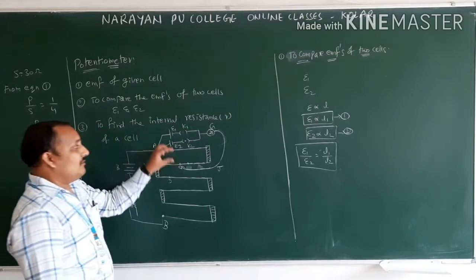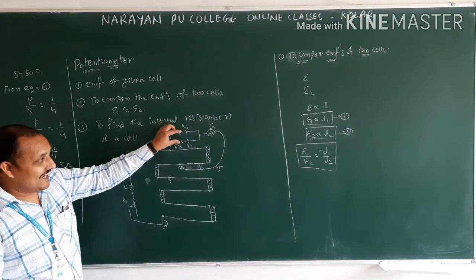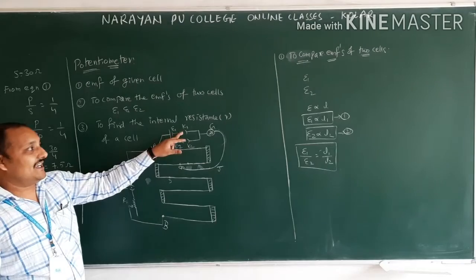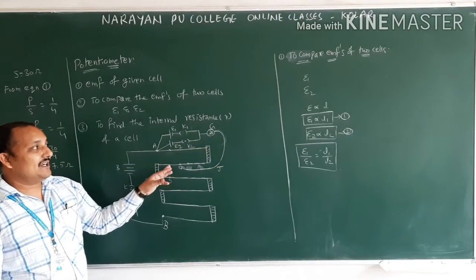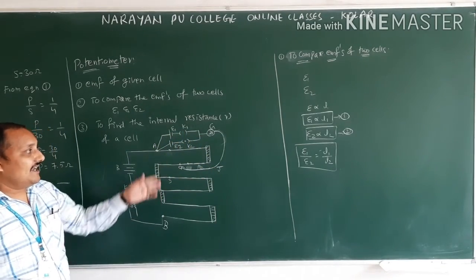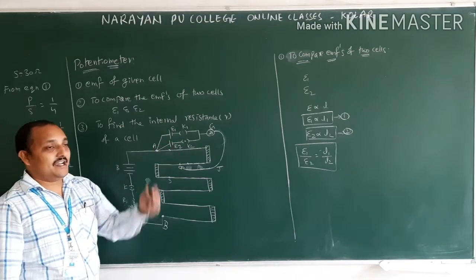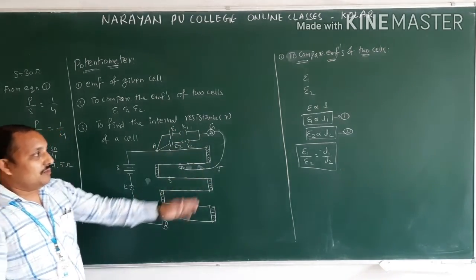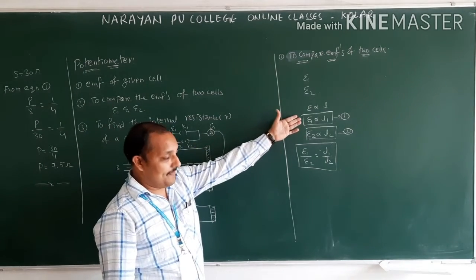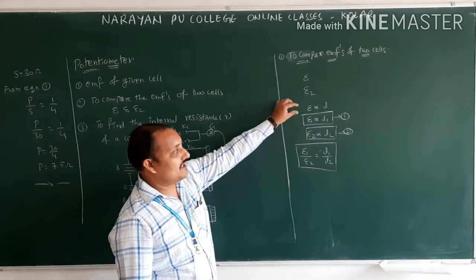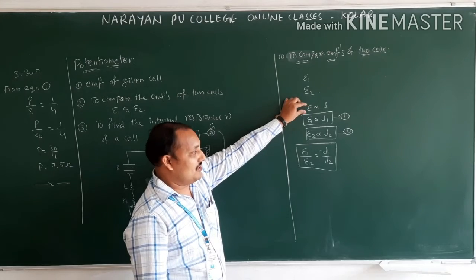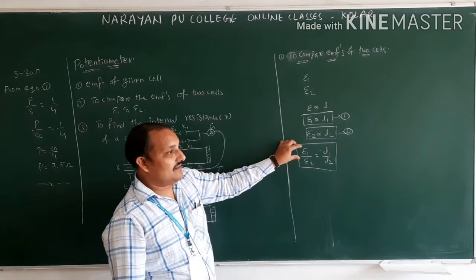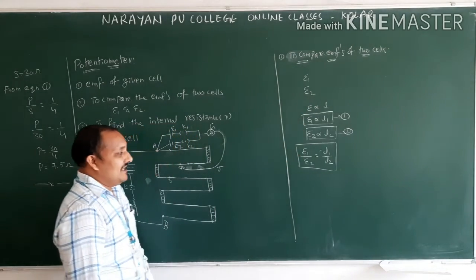First we connected those two cells with keys K1 and K2. First we close key K1 and move the jockey on the potentiometer wire till we get the null deflection. Again open key K1 and close key K2, and move the jockey till we get the null deflection. Both values we take according to the principle of potentiometer. According to this we have taken equation 1 by 2. It is very simple.